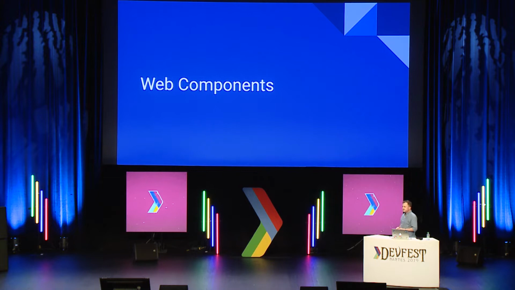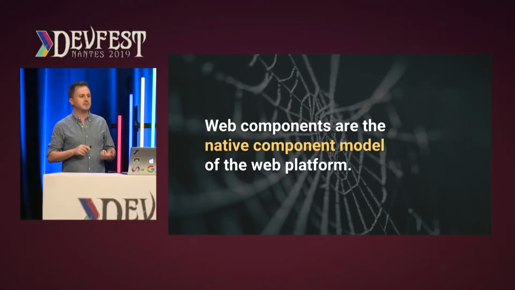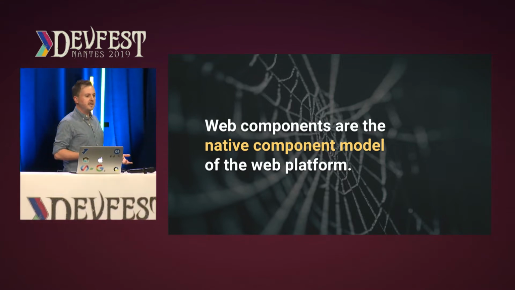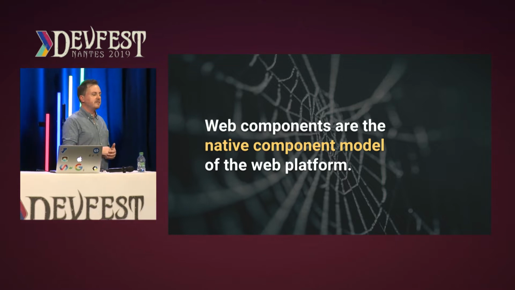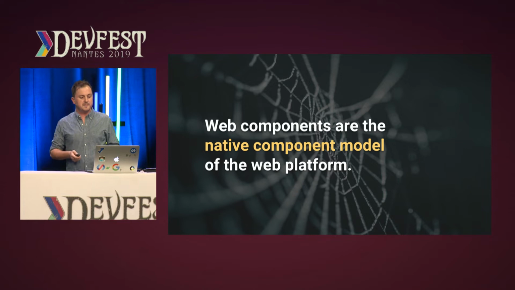All right, and then let's get into what web components are. It seems like every web components talk has to have this introductory thing, but I don't have a lot of time, so I'm going to give the briefest of overviews. The easiest way to explain them is that web components are the native component model of the web platform. The web platform has evolved into an application platform now, and pretty much every single application platform out there has its own native component model, and so the web should too.